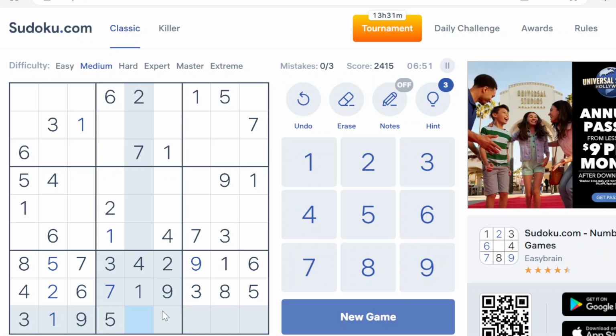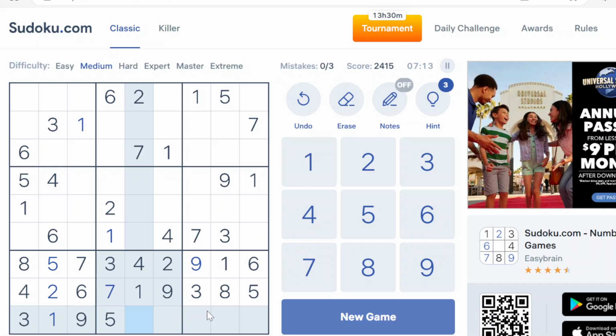Okay, so we're missing 6 and 8. So 6 and 8, but I don't know which is which. And we don't really have a lot of information to go off of, so I can't yet tell for sure.